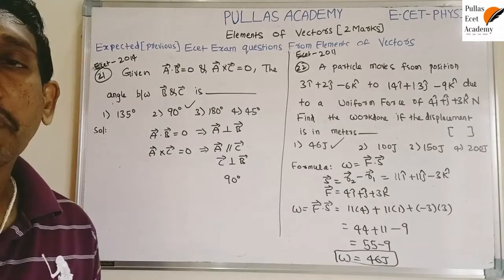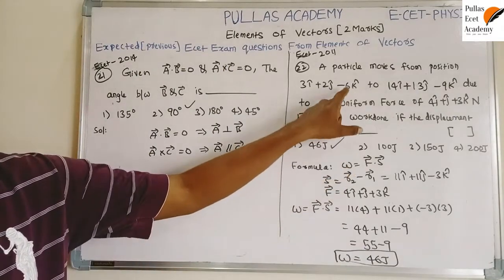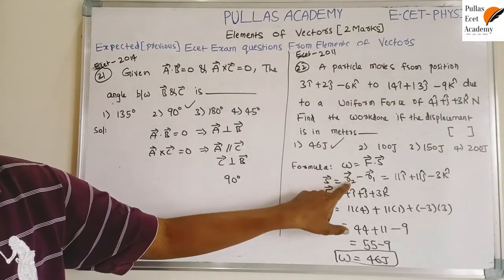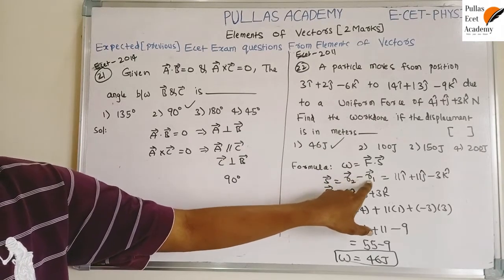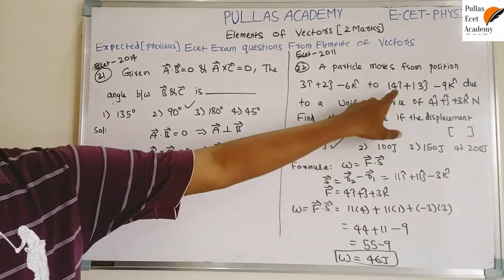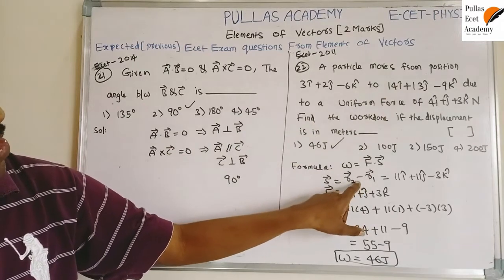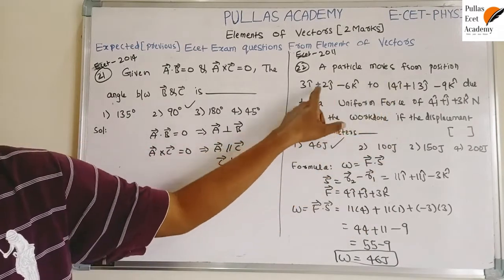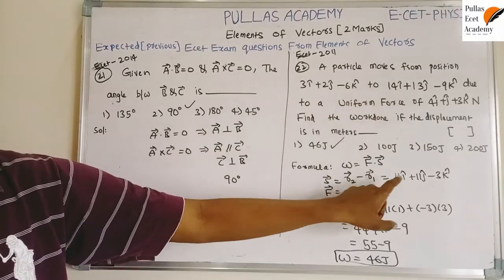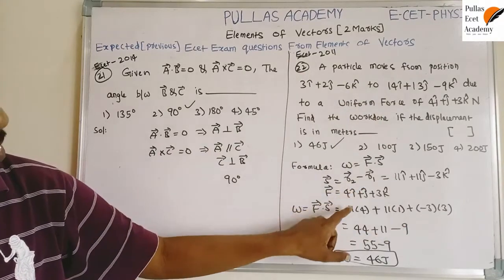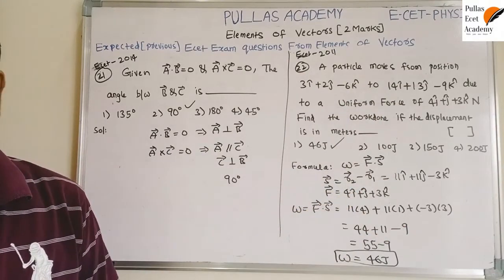It is one of the scalar products, very simple, but here displacement is not given directly. Given the position vectors r1 and r2, final position minus initial position is the displacement. So this is a subtraction of these two vectors: subtract the i terms, j terms, k terms separately, and you get it. Then after that find the scalar product, and you get it.